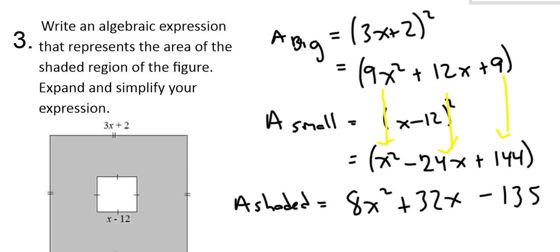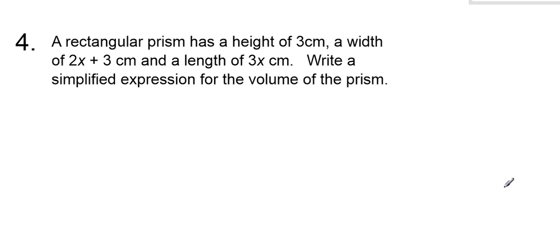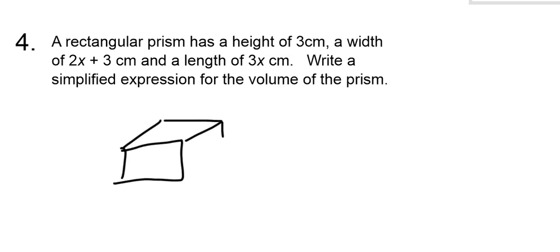Okay, so those questions reviewed binomials. Oh, one more. Okay, let's do this one. Now we have a rectangular prism. That's a three-dimensional shape, often called a box. There's my little sketch. It has a height of 3. It has a width of 2x plus 3. And it has a length of 3x. And it says write a simplified expression for the volume.